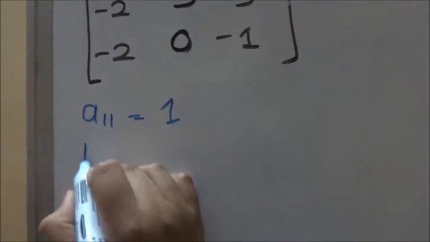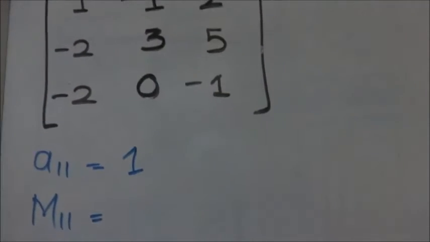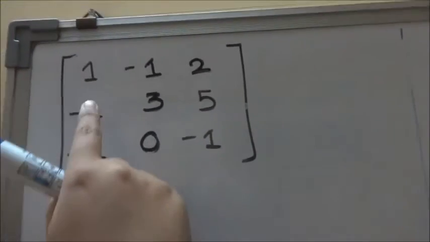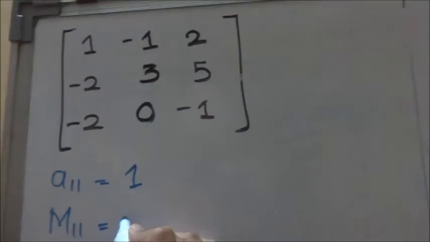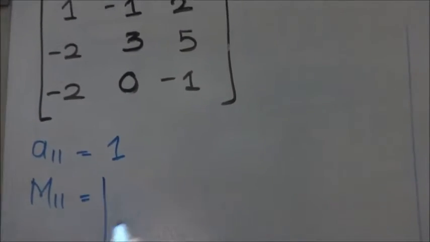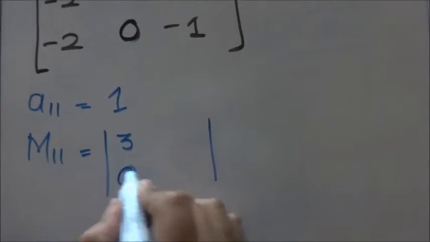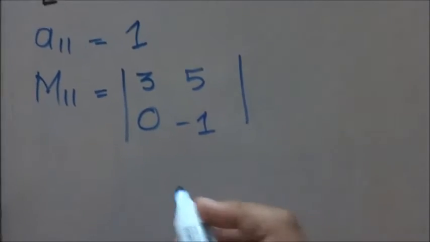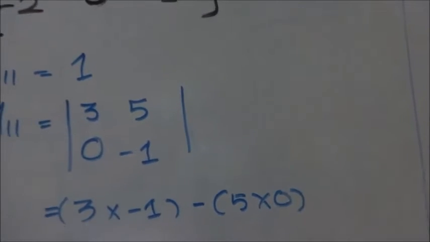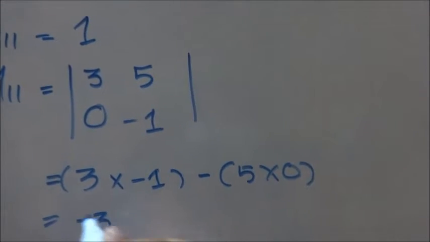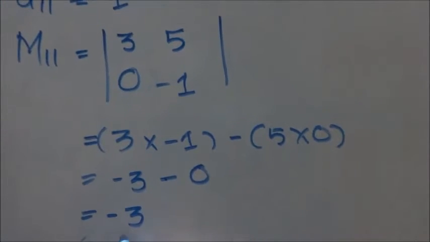Next is M11. So how will I calculate that? In a 2 by 2 matrix it was really easy to calculate, but here I have to ignore this first row and first column and take the rest four digits and create a matrix and solve it to get my M11 value. So I will write it down here, which is 3, 0, 5 and minus 1. I will solve it by basic cross multiplication as 3 into minus 1 minus 5 into 0. 3 into minus 1 is minus 3, since plus into minus is minus. 5 into 0 is 0, so it is useless, and we will write down minus 3.